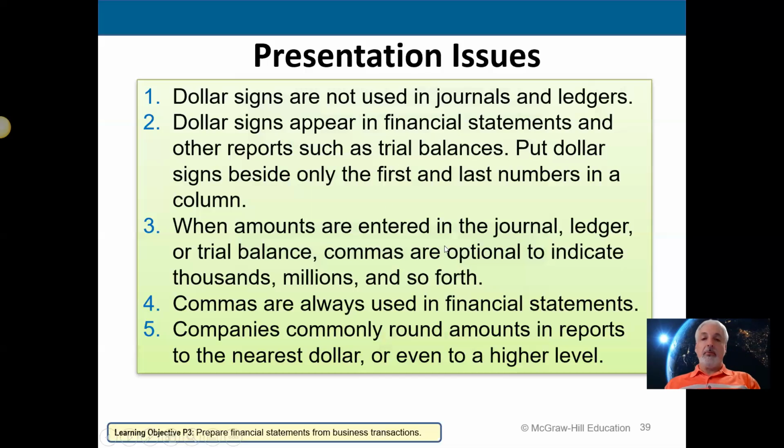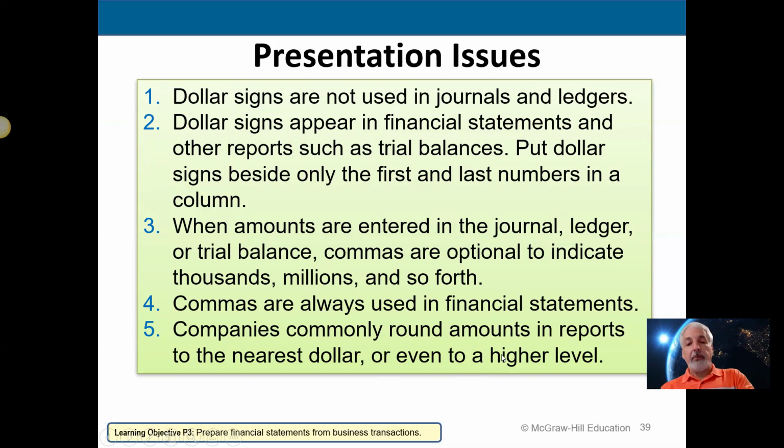When amounts are mentioned in a journal, ledger, or trial balance, commas are optional. I kind of like to see them. They're a little easier to read in the case of thousands, millions, and so forth. But on a financial statement, they're always used. So it's a good habit to use them in general.